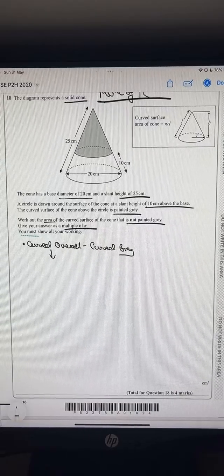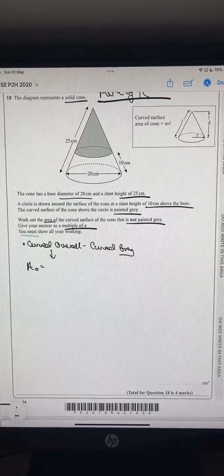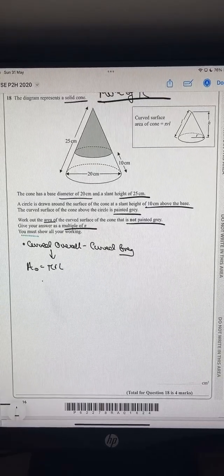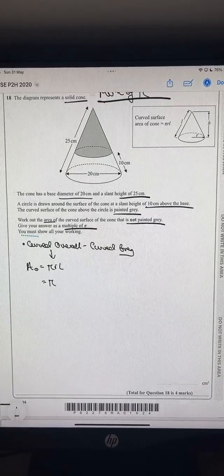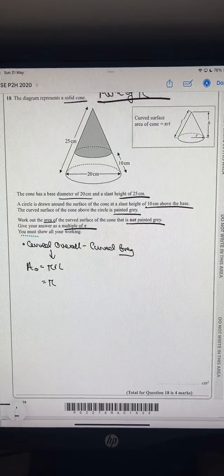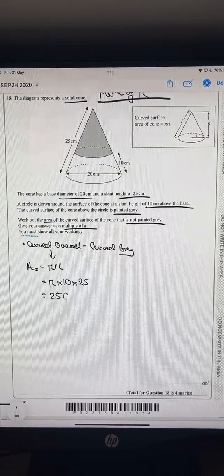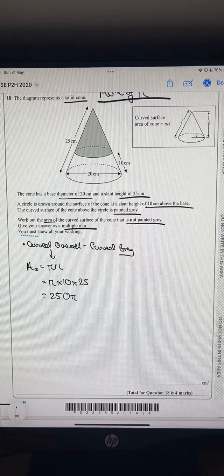So the curved area overall is going to be equal to my formula which they've given me, pi r l. What is my radius overall? My diameter is 20, so my radius is 10. Don't fall for that trick. And my slant length is 25. So that's simply 250 pi. And by the way, I did see someone put the correct answer in the chat above. You are correct.